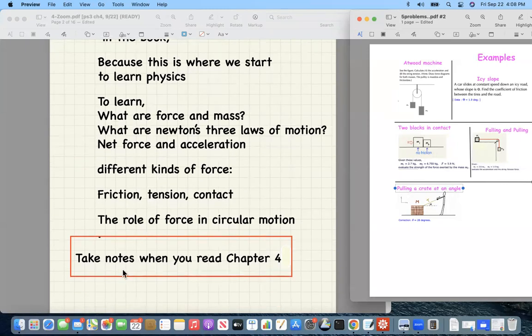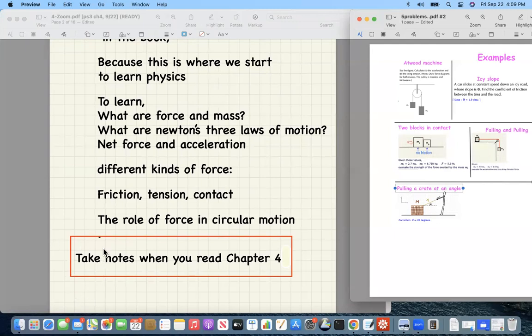You need to take notes when you read chapter 4, because you're going to need the equations that you'll find there to do the homework, and you'll need the equations to do the exam. So take notes when you read chapter 4. The best way to study for the exam is to study the notes you took. You don't want to go back and reread the chapter again. So take notes when you read the chapter, and then to study for the exam, study your notes.